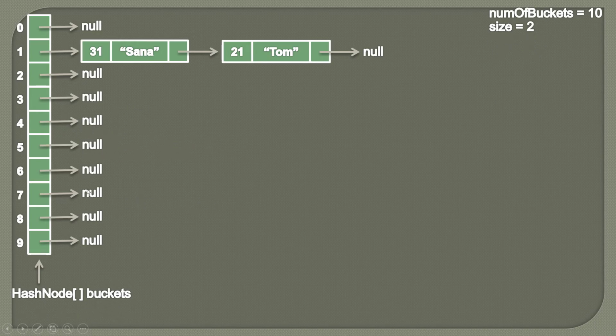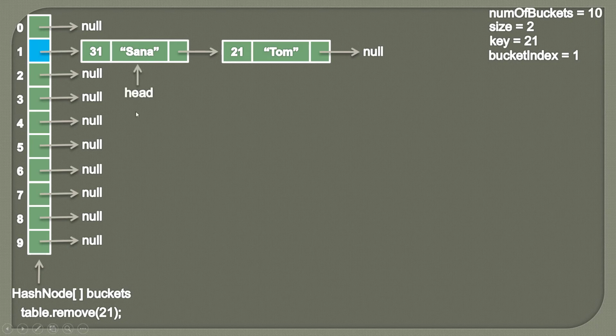So it would look something like this. Now let's say we want to remove key 21. So 21 divided by 10 will give remainder 1. It means the 21 key can be present at index 1. So we access the hash node of index 1. So this would be our head.